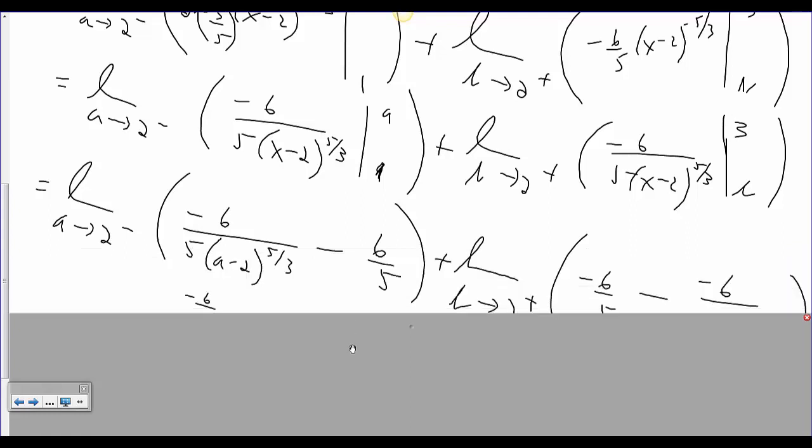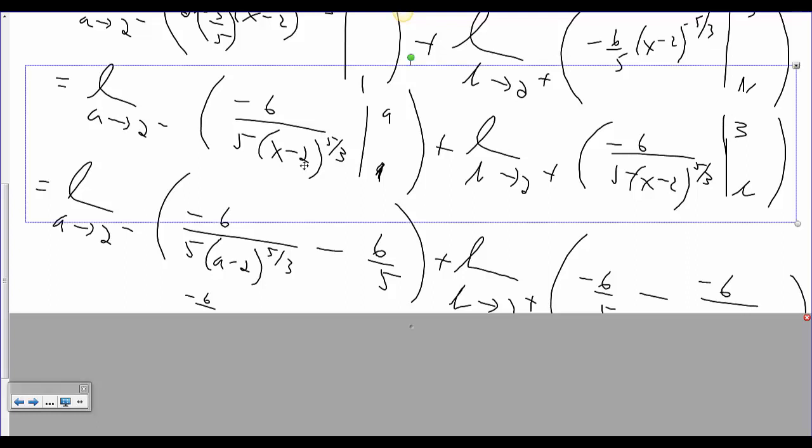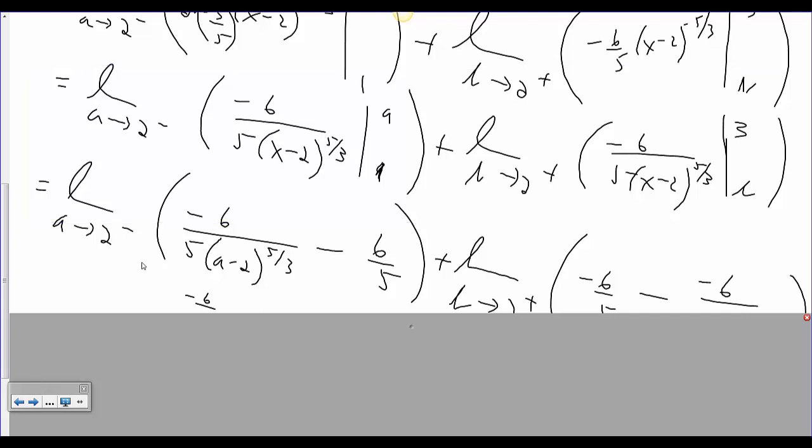And now we're going to plug in the a, and then we're going to plug in the 1. Now when I plug in 1, I get negative 1 to the 5/3. Cube root of negative 1 is negative 1. Negative 1 to the 5th is negative 1. And actually, there's a mistake here. This should be a plus.